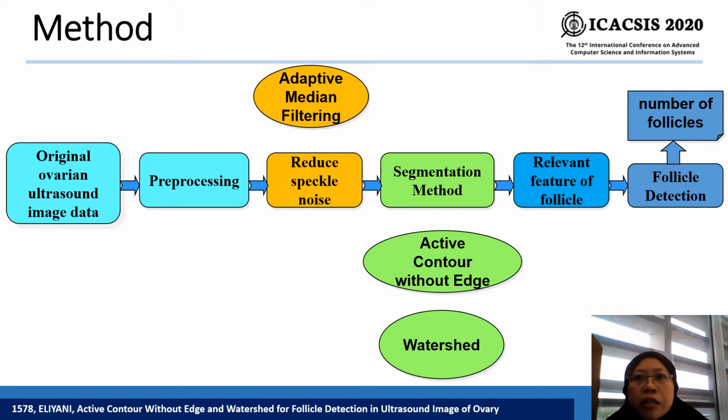Feature extraction used in this study are area, perimeter, centroid, roughness, follicle detection, and the result is the number of follicles.